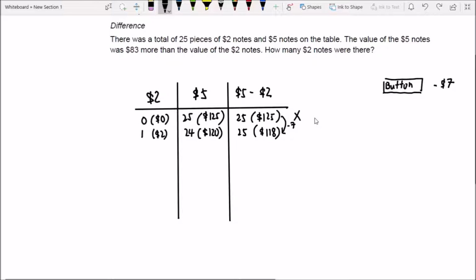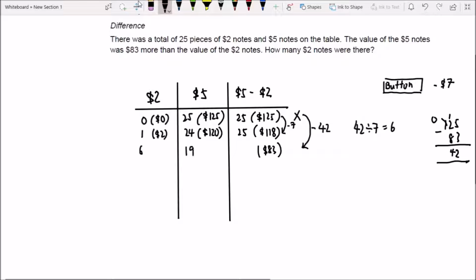We need the difference to be $83. This means that from 125, we need to decrease the number by 42, because 125 minus 83 is 42. How many times do we need to press the button to decrease the amount by 42? Since each press of the button decreases the amount by $7, we take 42 divided by 7, which tells us that we need to press the button 6 times. If we press the button 6 times, we will get 6 $2 notes. Since there are 25 notes altogether, we will have 19 $5 notes.